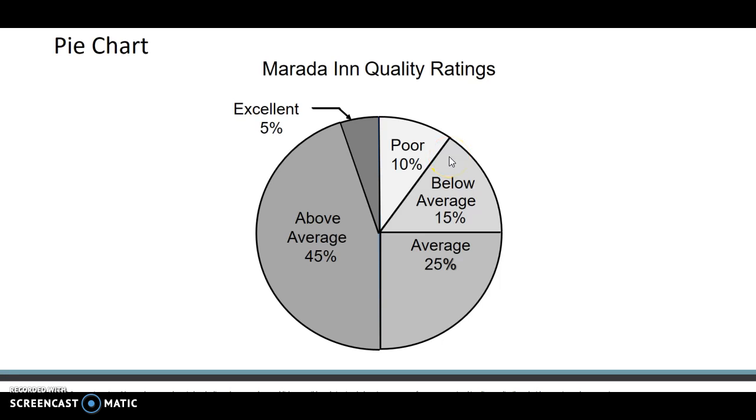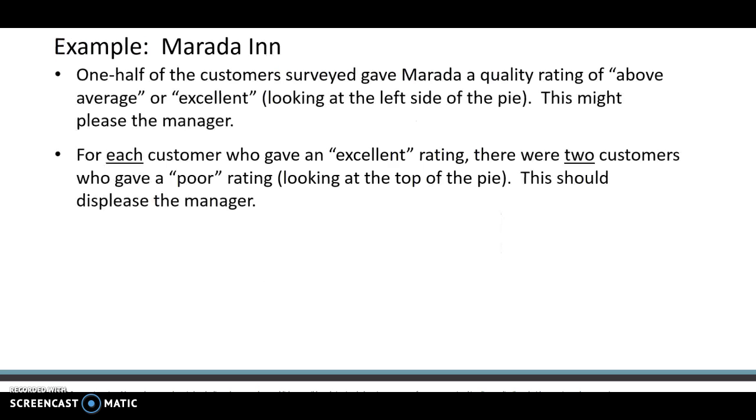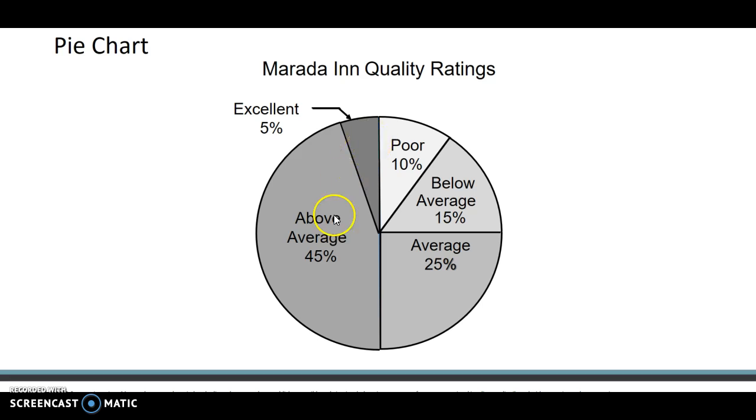The next slice would be 0.15 times 360. That comes out to 54 degrees. So we would start here and go 54 degrees in a clockwise fashion. Draw another line to indicate this slice, color it in, it becomes below average. But we'll be doing most of these on Excel. People very rarely draw them by hand anymore. And looking here, they say half of the people gave them a above average or excellent. So the manager might be happy with that.